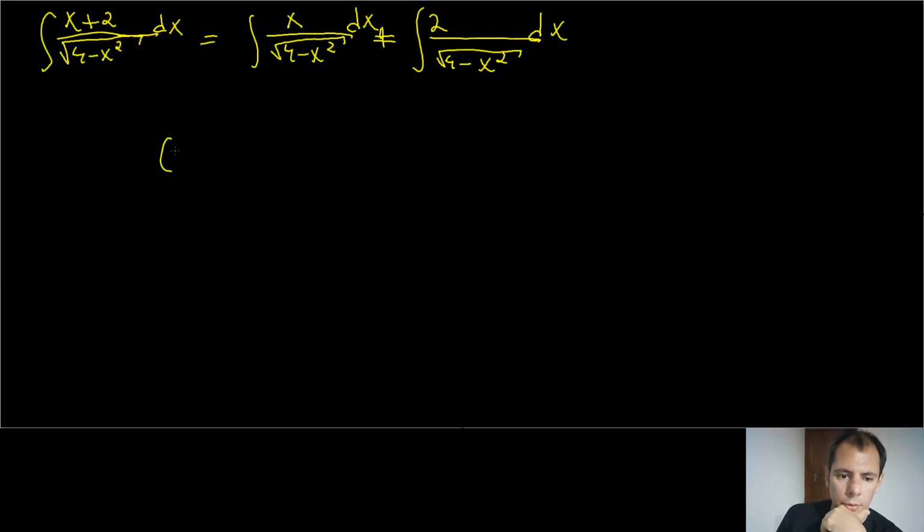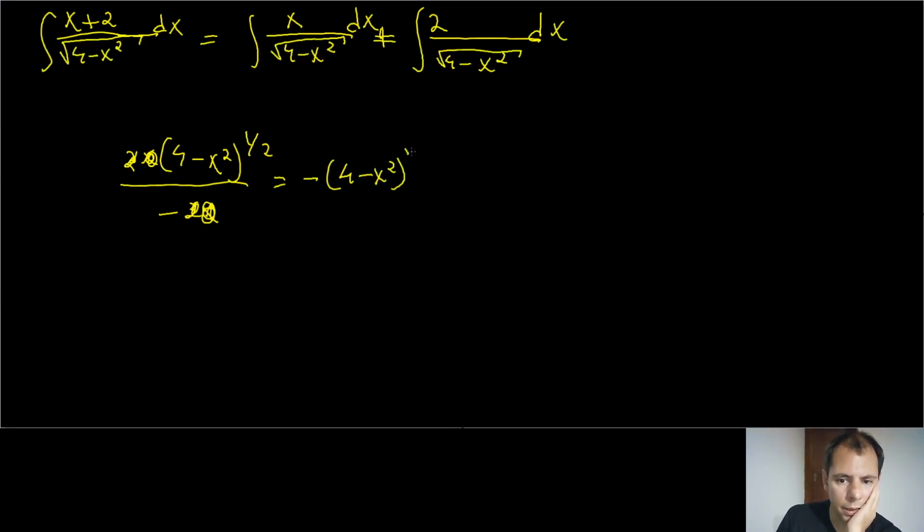So it'll be 4 minus x squared to the half, because minus half plus 1 is half. Divided by half, so that means it's being multiplied by 2. Divided by the differential, you have this x in here. Divided by the derivative of the inner function, which is minus 2x. So you cancel this x with this one, and this 2 with this one, and you're just left with minus 4 minus x squared to the half. Okay, so this is the first part.